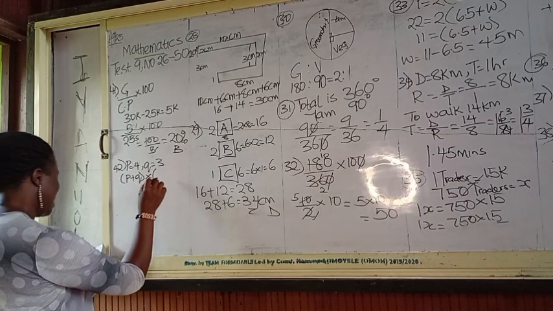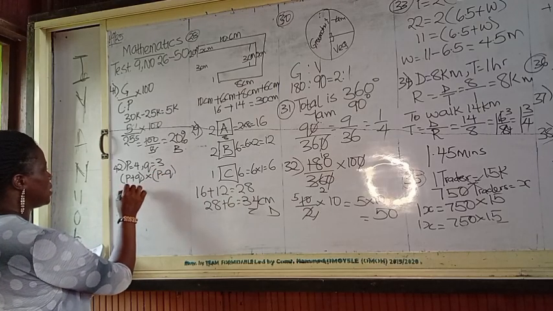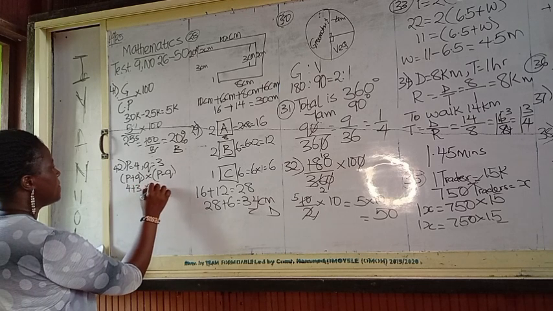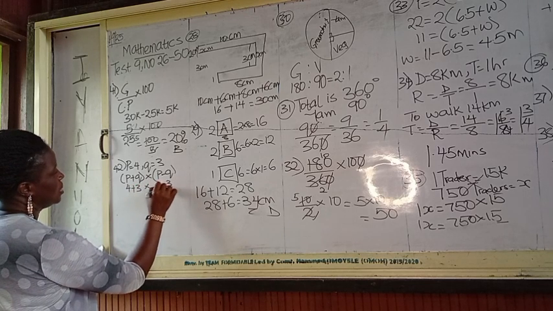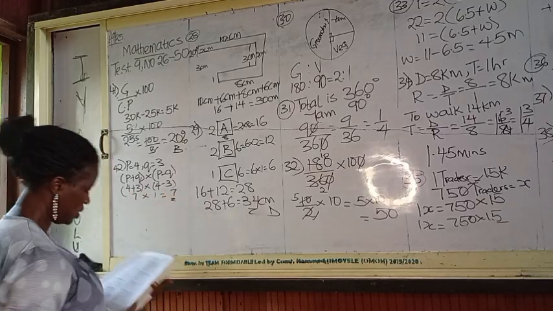The product is P minus Q. So P is 4 plus 3 times 4 minus 3. So that would be 7 times 1, which is equal to 7.